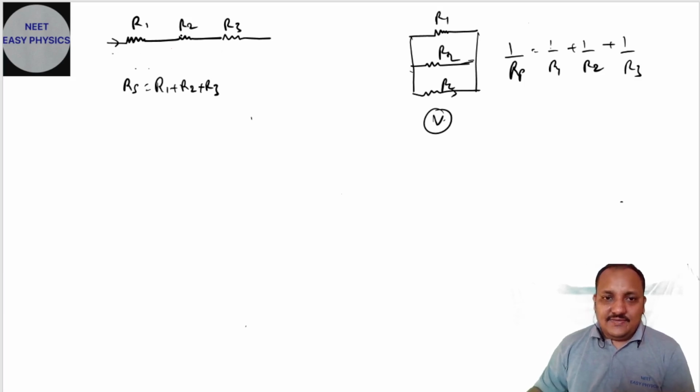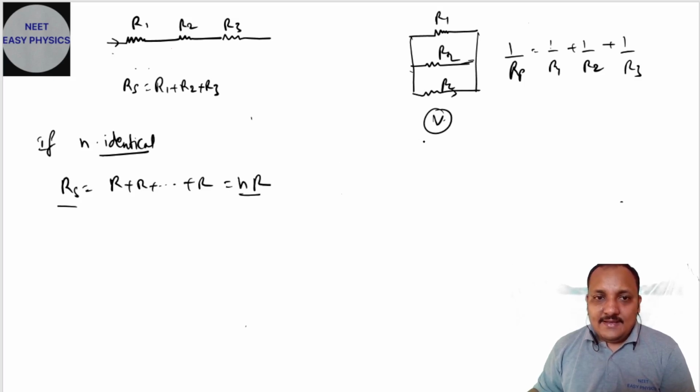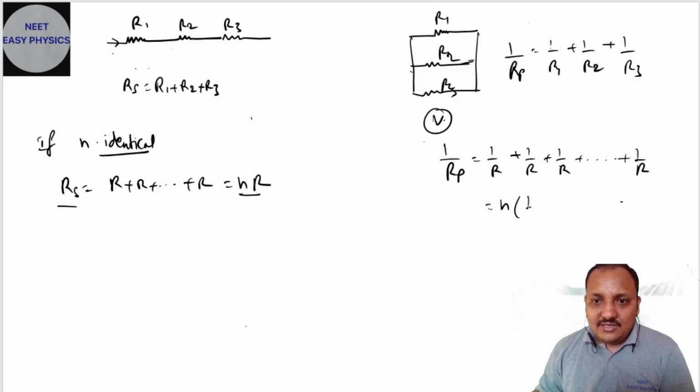Voltage is different. If n identical resistors are connected in series, then what is the formula? R plus R and so on, it is going to be nR. Rs is equal to nR. Same like that, if n identical resistors are connected in parallel, 1 by Rp equal to 1 by R plus 1 by R plus 1 by R and so on. So how many 1 by R's are there? N 1 by R's are there. So Rp is equal to R by n.